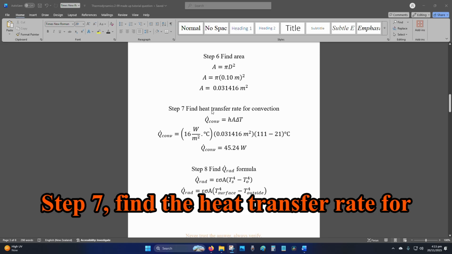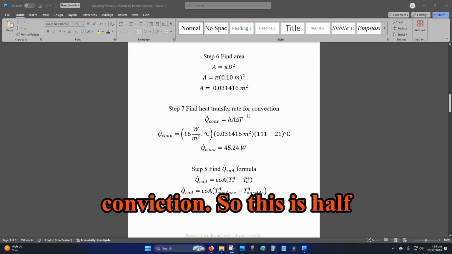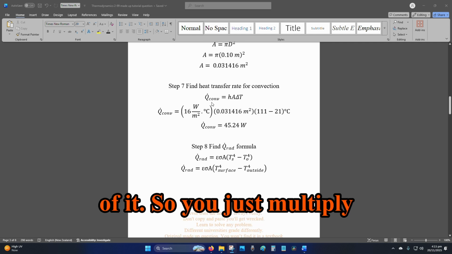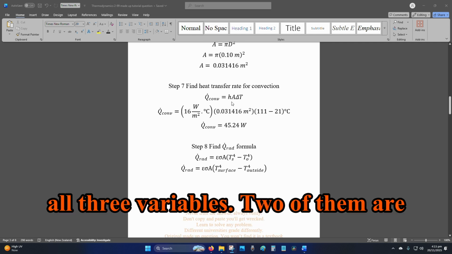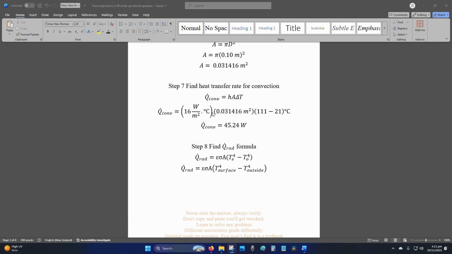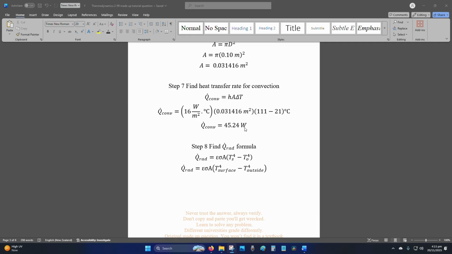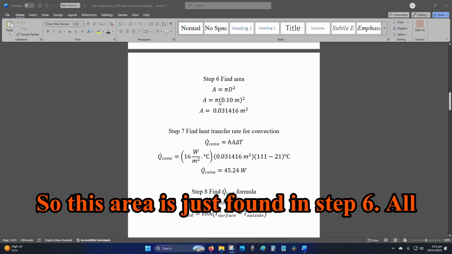Step 7, find the heat transfer rate for convection. So this is half of it. So you just multiply all three variables. Two of them are given in the question. So you will get 45.24 watts. So this area is just found in step 6.